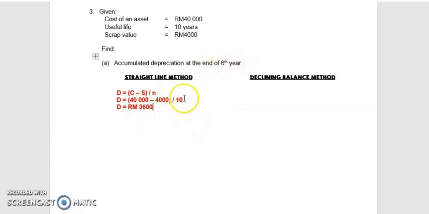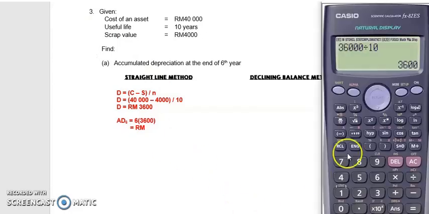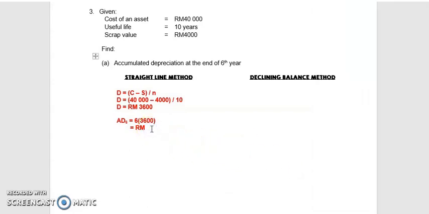So if it is 6 years, what is the accumulated depreciation? We multiply by 6. So AD6 here equals 6 multiplied by 3,600, which is equivalent to RM 21,600.